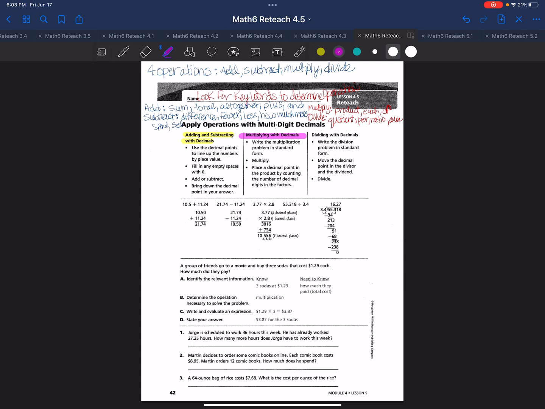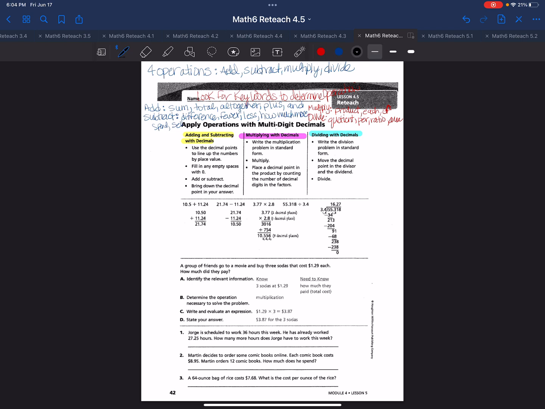When we are multiplying with decimals, we want to make sure we write the multiplication problem in standard form. Go ahead and multiply, and then place a decimal point in the product by counting the number of decimal digits in the factors. And then the last one is when we divide with decimals. We want to write the division problem in standard form, move the decimal point in the divisor and the dividend, and then go ahead and divide. And then they've given you examples below.